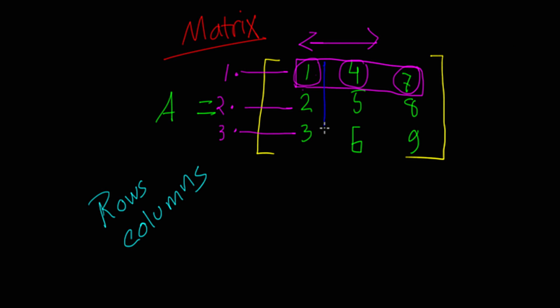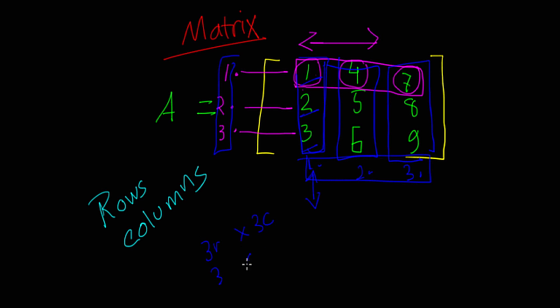Now columns. Columns are those vertical lines. Look at this, up and down, vertical lines. 1, 2, 3 are all in column number 1. So this will be a column, this will be a column, and this will be a column. So there are 3 columns. We have got 3 rows and 3 columns, so this will be 3 into 3. That means the order of the matrix. If someone asks you what is the order of the matrix A, you will say it is 3 by 3, because it has 3 rows and 3 columns.